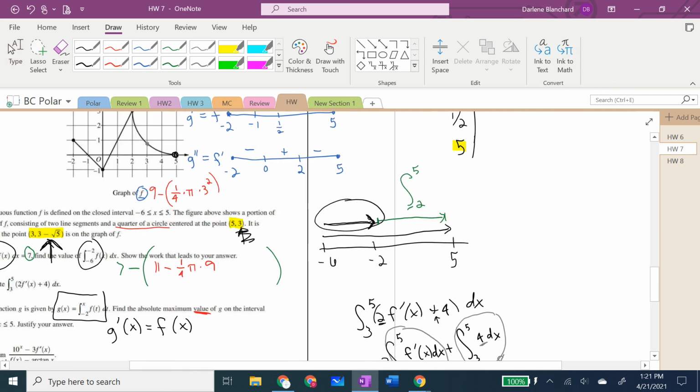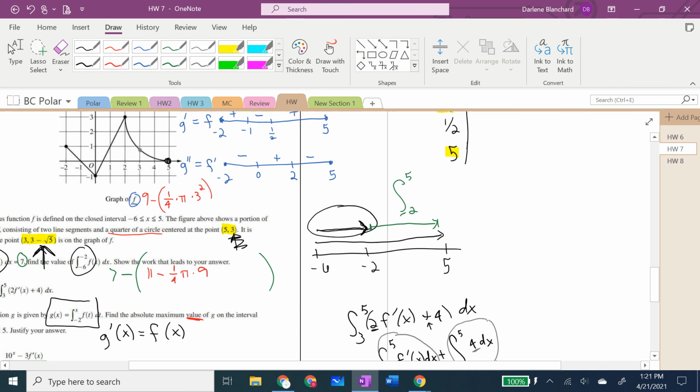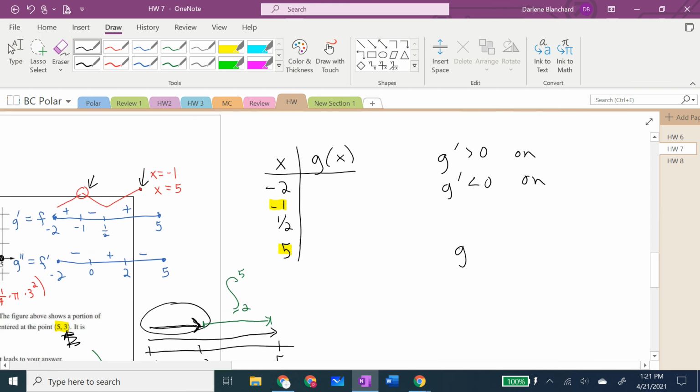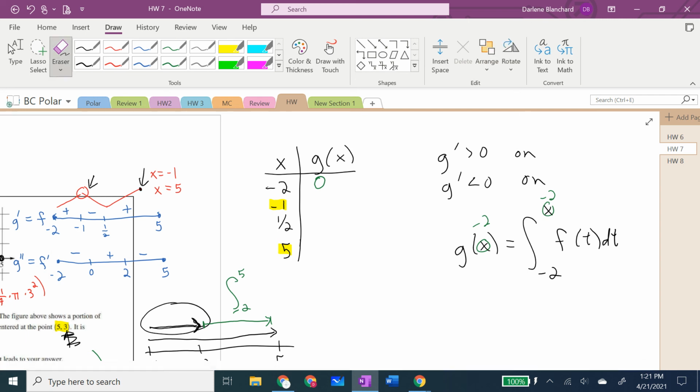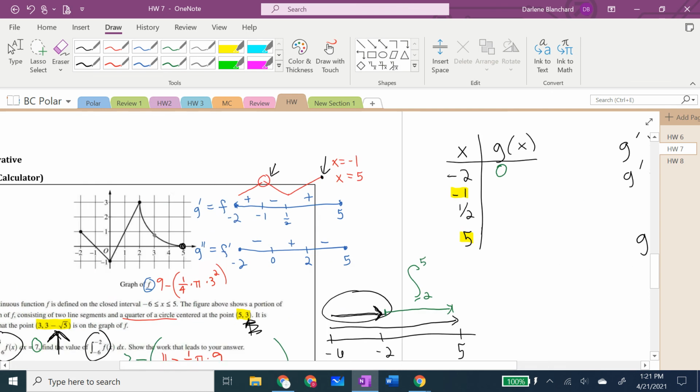But maybe it's actually easier just to write all the y values. So the integral from -2 to x. So when x is -2, I'm just looking at the integral from -2 to -2, and that's 0. When x is equal to 1, I am looking at from -2 to 1.